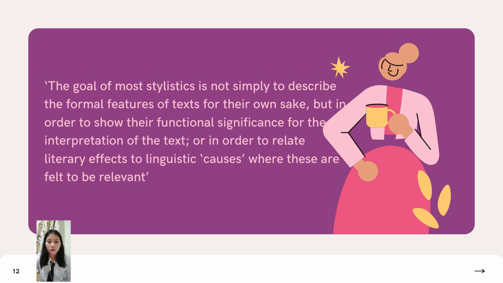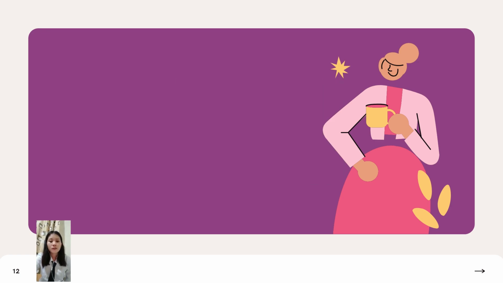The goal of most stylistics is not simply to describe the formal features of a text for their own sake, but to show their functional significance for the interpretation of the text, or to relate literary effects to linguistic causes, where these are felt to be relevant. This means that knowledge of grammar and tenses are very important elements for the learner to get a strong grasp on, because in some poetry, poets intentionally use deviation to foreground important features in their works.